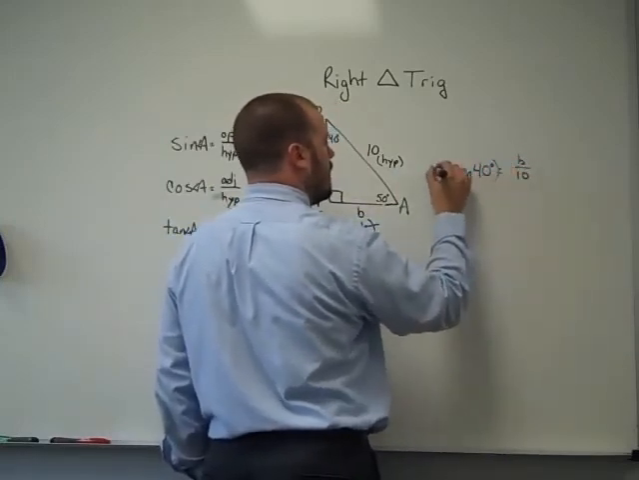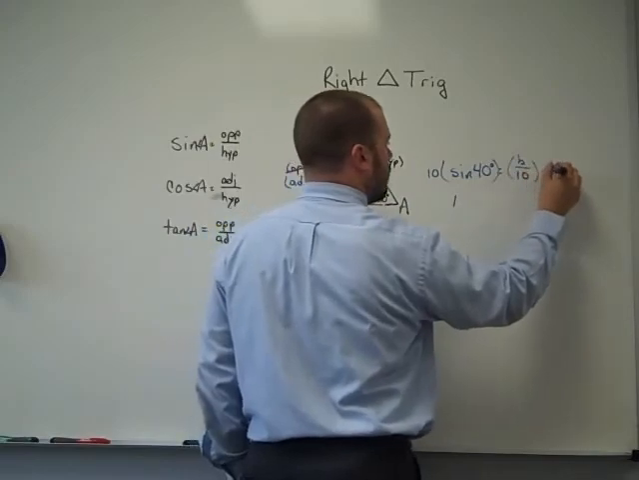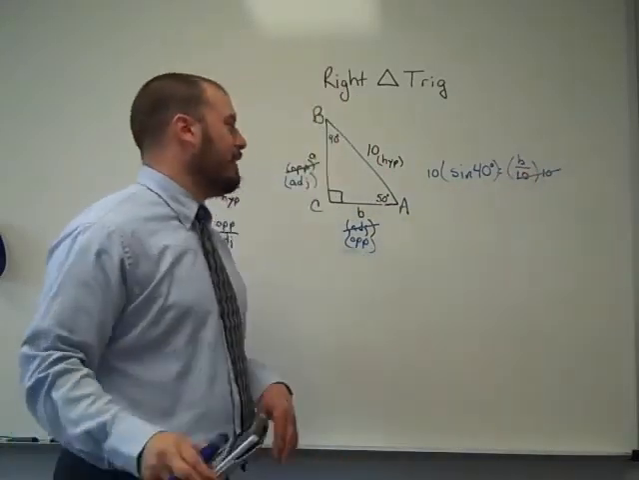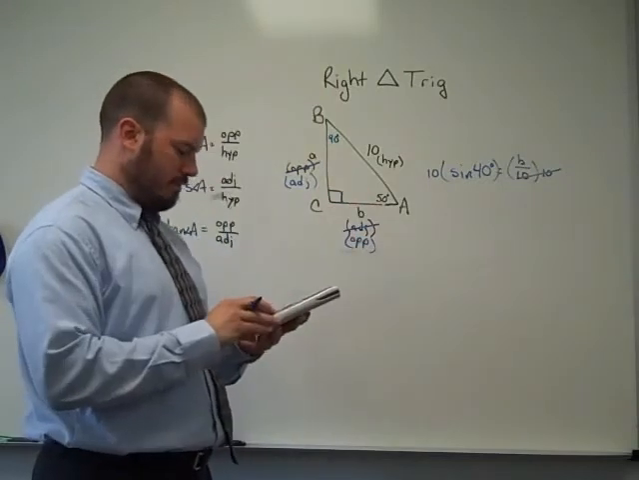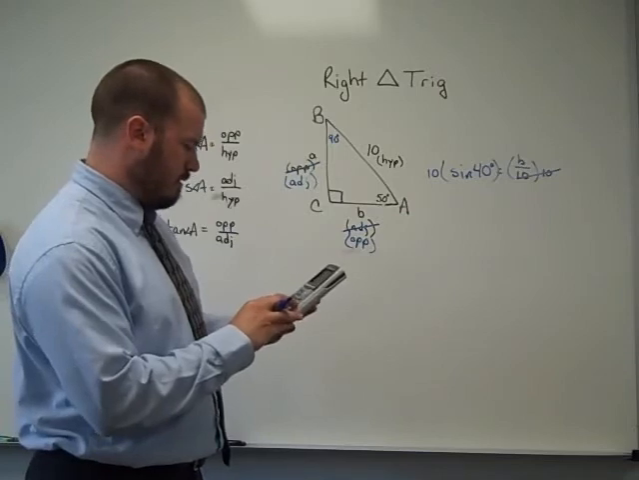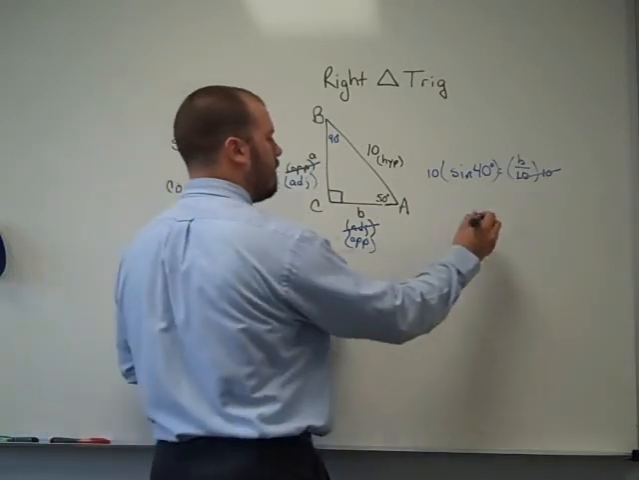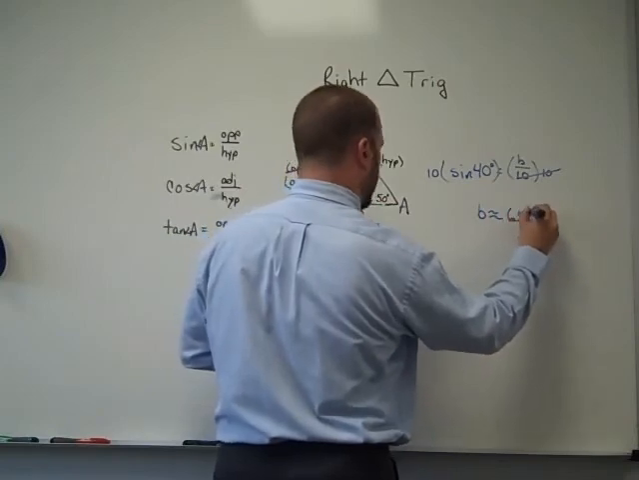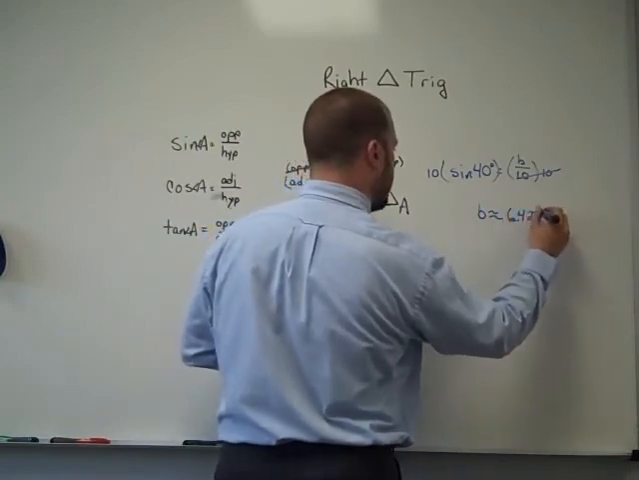Multiply both sides by 10. Go to the calculator, and I should expect to get the same answer I had before when I was solving for b. It's the same triangle: 10 sine of 40. And as I had before, no surprise, 6.42728.